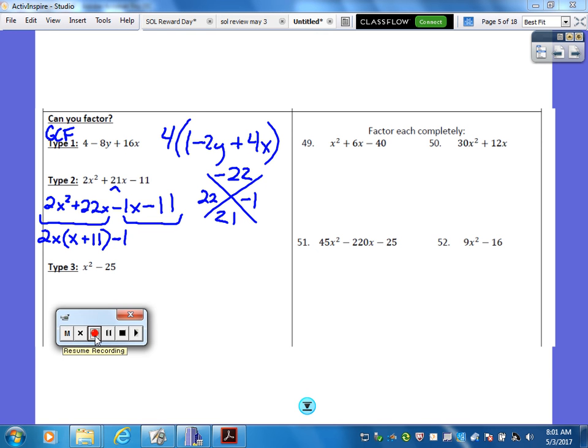Make sure if you have a negative here, you bring it out. And then 1 and 11 don't have anything in common, but everything has a 1 in common. You can divide anything by 1. So that's what we're going to pull out. So negative 1x divided by negative 1 is a positive x. And negative 11 divided by negative 1 is positive 11.